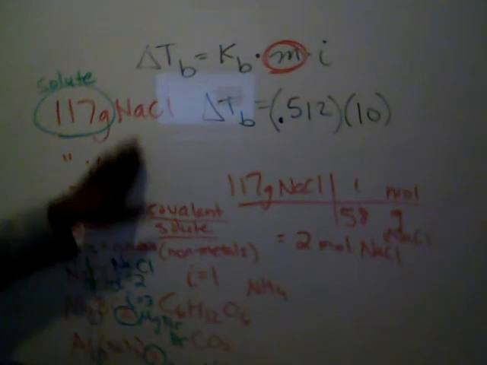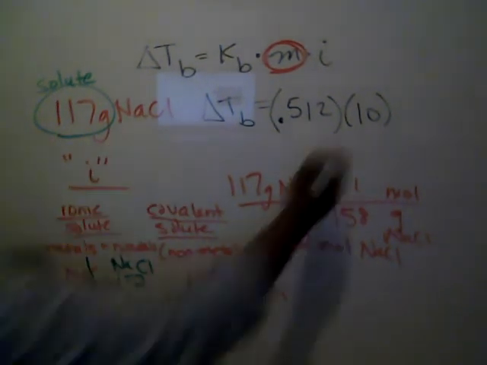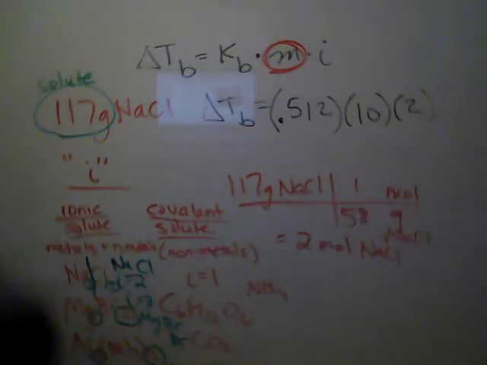So if we skip back to our problem, we have NaCl for our solute. That's going to break into 2 pieces. So our I value over here would be 2.